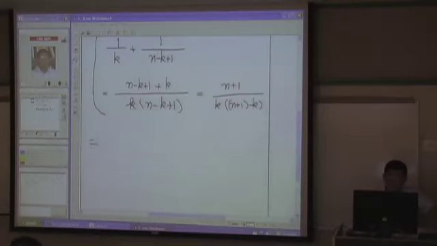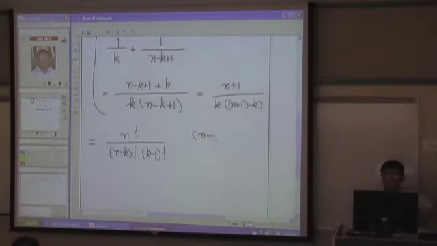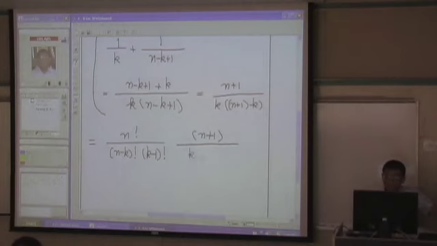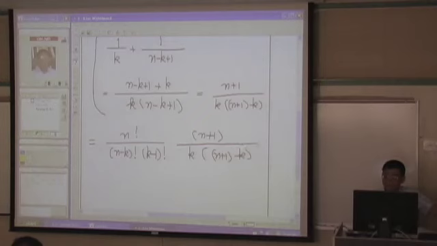Then n factorial over (n minus k) factorial, (k minus 1) factorial, and then now this one, (n plus 1) and then k, and then (n plus 1 minus k) is written here. Then we can combine these things in one notation. n plus 1, and then all the way down to 1, multiplied. Then can you simplify this thing? What is it?